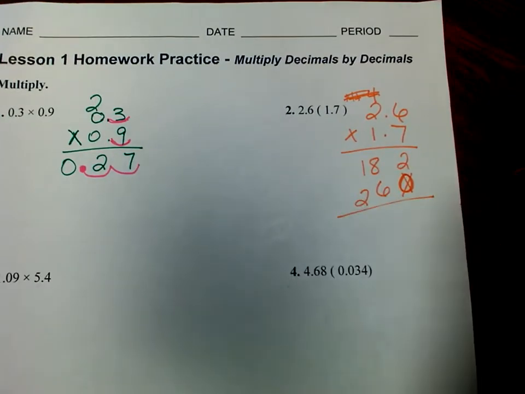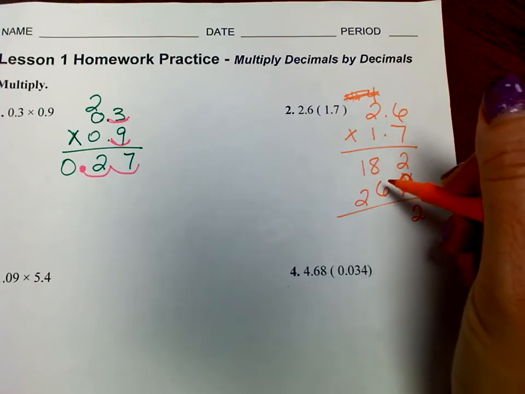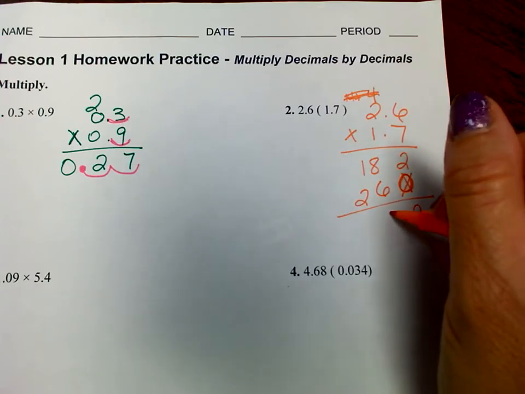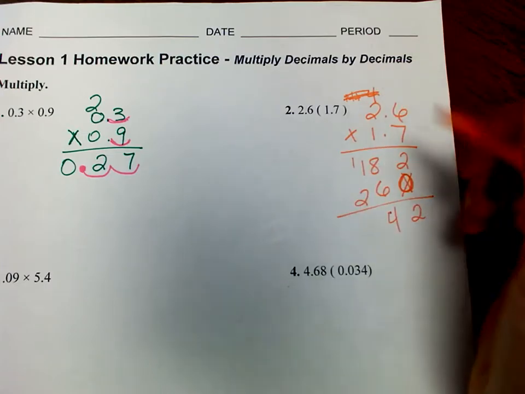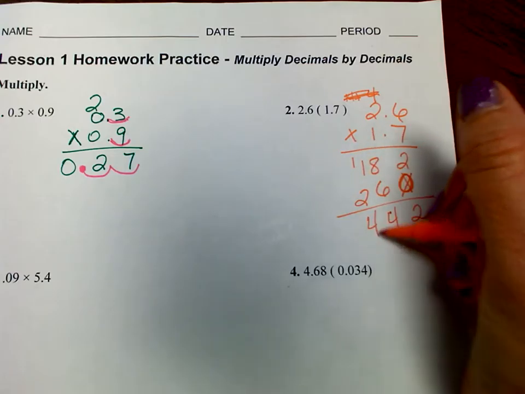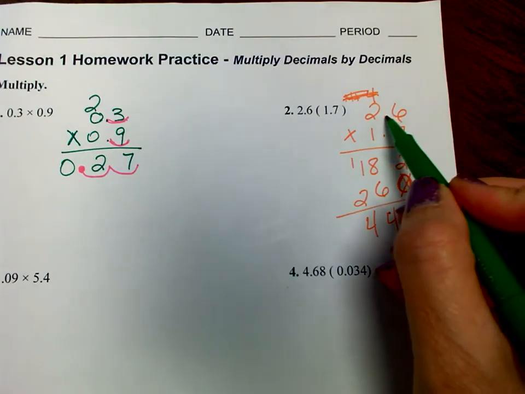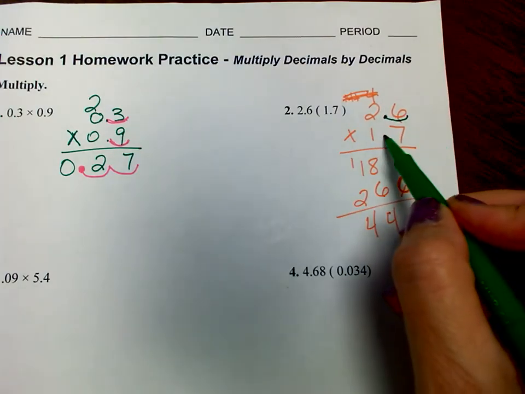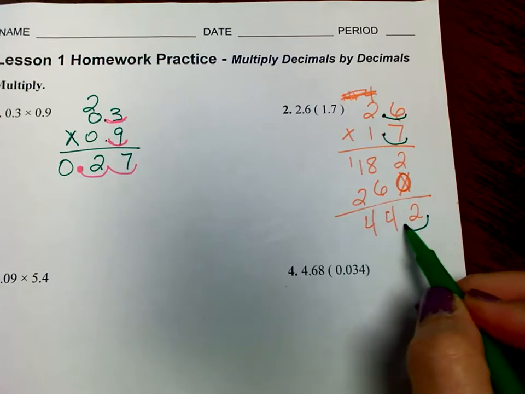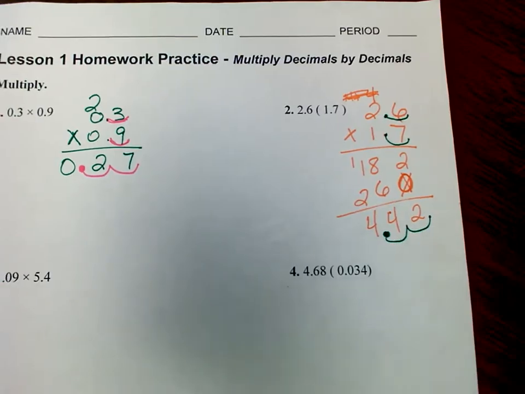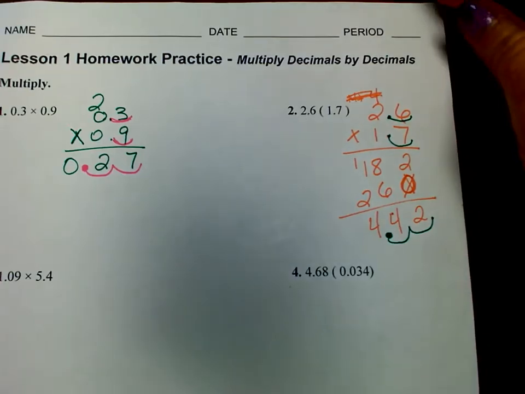And then you're going to add these together. 2, 6 plus 8, I'm sorry, it's 14. 2, 3, 4. So again, I need to go and count my decimal spots. So from here to here is 1, here to here is 1. So that's 2 spots. Start at the end, you're going to go 1, 2. There's your answer.